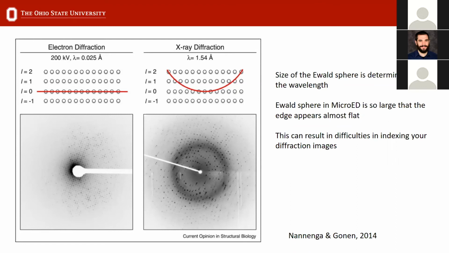If you remember from your crystallography, the size of the Ewald sphere is determined by the wavelength. Now, in MicroED, because the wavelength is so small, the Ewald sphere is so large that at the edges it appears almost flat. This is described in the picture here. You see the red line indicates the Ewald sphere. It's flat in electron diffraction, whereas it is curved in X-ray diffraction. So in X-ray diffraction, you would get the planes L0, L1, L2, whereas in electron diffraction, you might only get the L0 plane. And this can be a challenge for some of the indexing programs.